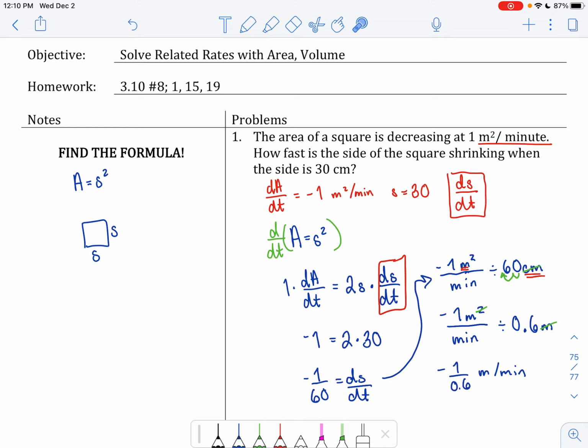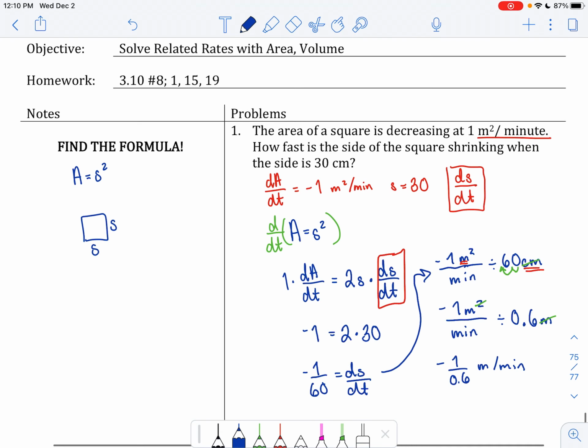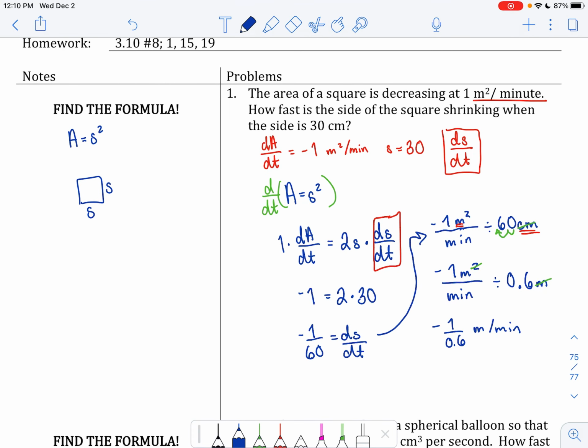Meters per minute would be the logical change of the side length, as the area is being changed in meters squared per minute. I'm going to turn this into an acceptable fraction by moving the decimal place 2 spaces, leaving me with -10 over 6, which simplifies to -5/3 meters per minute. There you go.